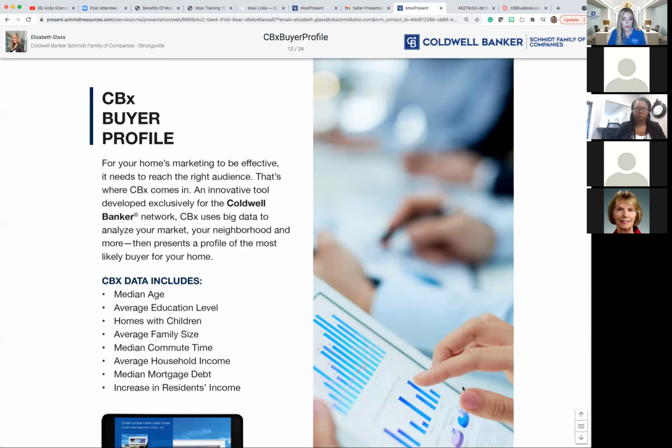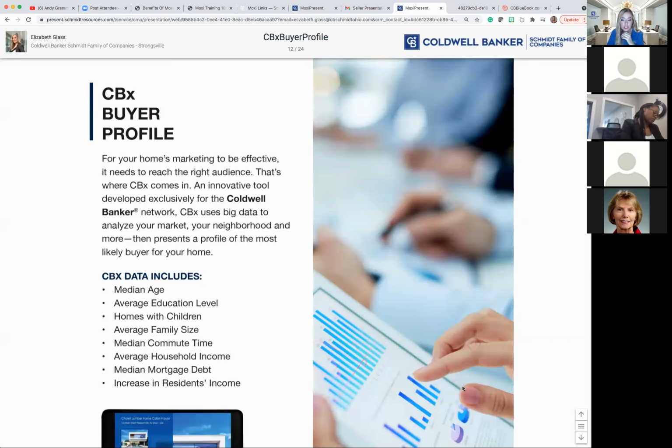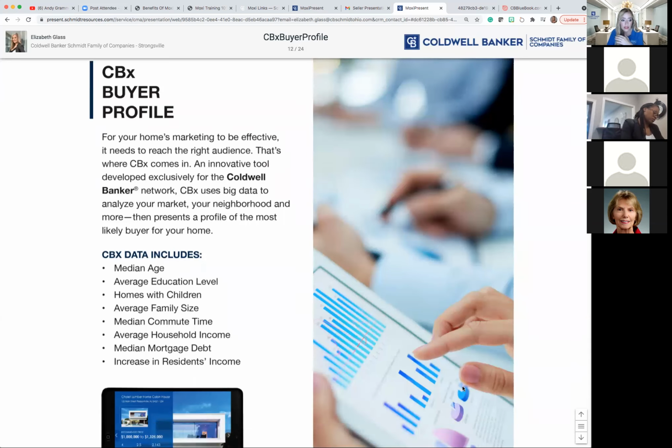That is huge. They are not going to know what Cvx Buyer Profile is, so this just explains it to them. It just allows them to know that Cvx uses big data to analyze their market and their neighborhood and creates a profile to most likely find the buyer for that home. So it's an explanation sheet. Very important for them to have this. It explains to them that Cvx can find the age, the average education level, the average family size, all of the information that values this information to make these dictations.